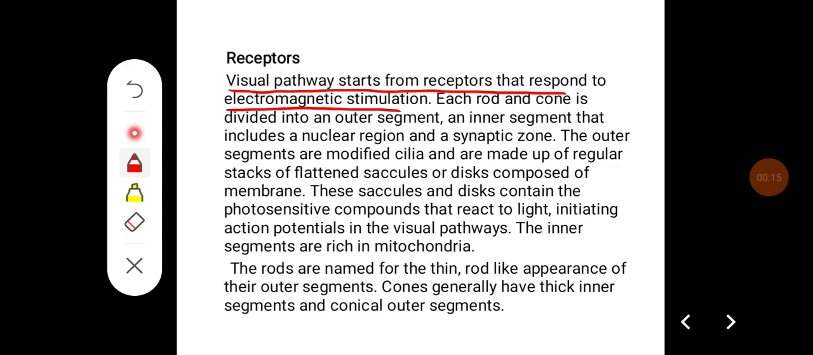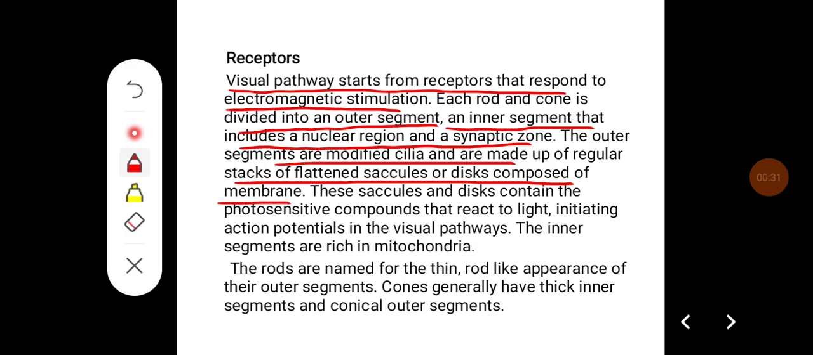Each rod and cone is divided into an outer segment and an inner segment that includes a nuclear region and a synaptic zone. The outer segments are modified cilia and are made up of regular stacks of flattened saccules or discs composed of membrane. These saccules and discs contain photosensitive compounds that react to light, initiating action potential in the visual pathways. The inner segments are rich in mitochondria.